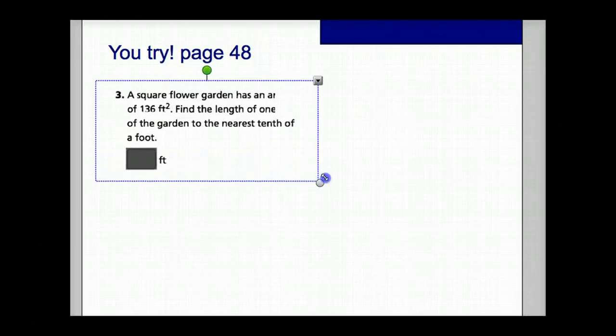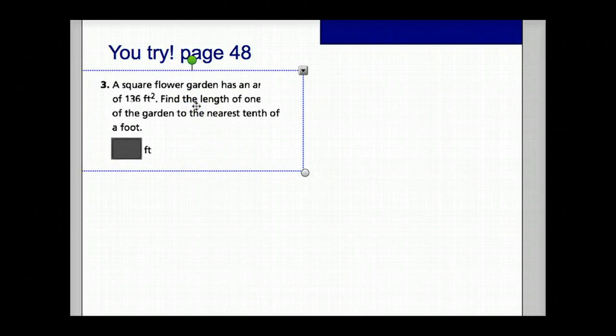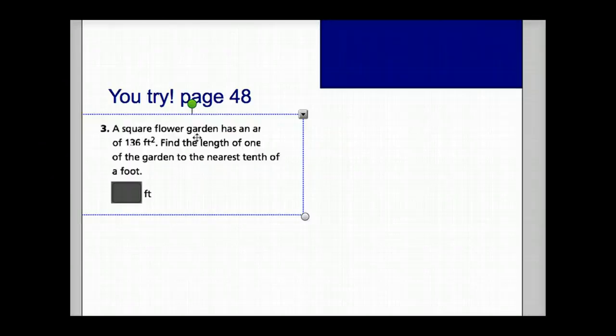All right, now for the U try. Turn to page 48. I'm going to have you do number 3. It says a square flower garden has an area of 136 feet squared. Find the length of one side of the garden to the nearest tenth of a foot. Instead of the tenth of a foot, I want you to find the two side lengths that it could be in between. So why don't we use L for our variable, with two less than signs. You're filling in these blanks. Which two numbers can those lengths be in between? So pause here, give it a try, and see if you're right.